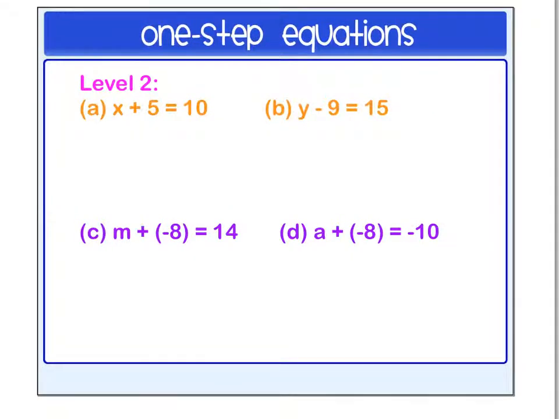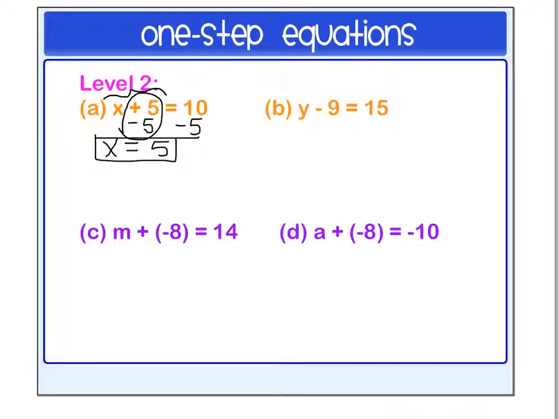Here we've got a couple more practice problems that look similar, but they are slightly different. So on problem A, you'll look to the side with our variable. You'll notice we have a plus 5. In order to get rid of that plus 5, I'm going to put a minus 5, which are opposites, and since I did it to the left side, I also have to do it to the right-hand side. That leaves me with x equaling 5.